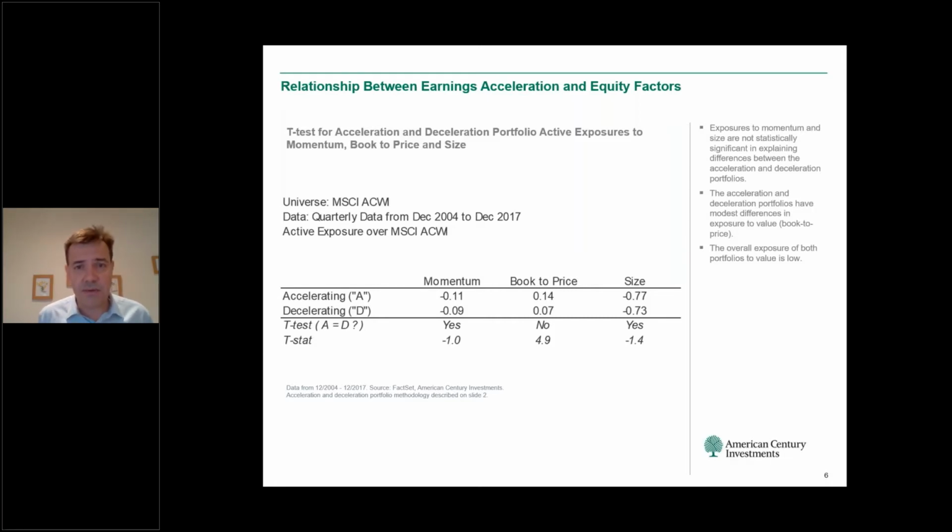And just in case any of the listeners today are like me, these days the most common t-test I do is checking whether I put milk in my Earl Grey. It's been a long time since I studied statistics.